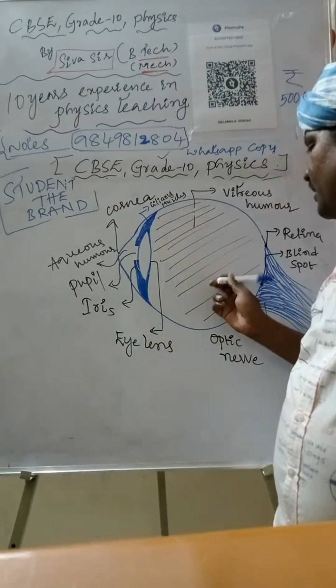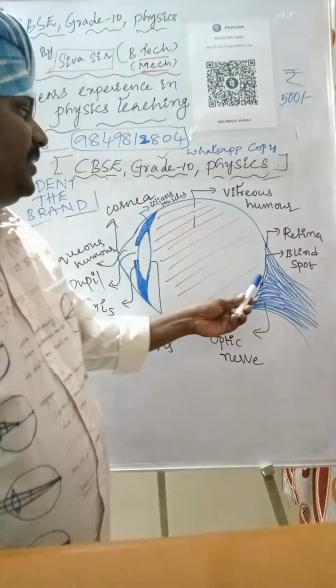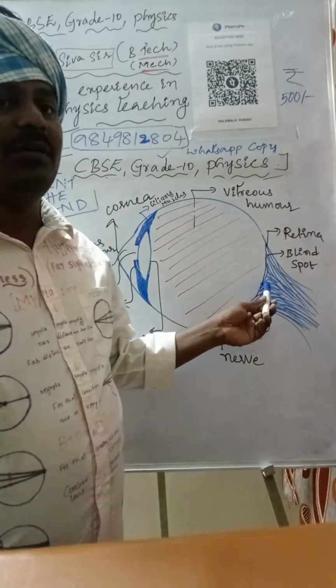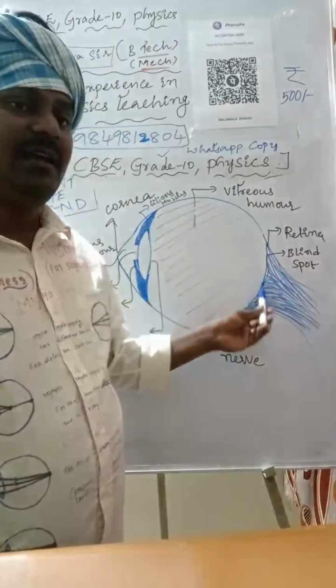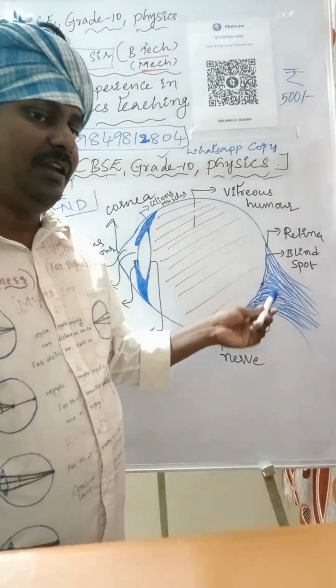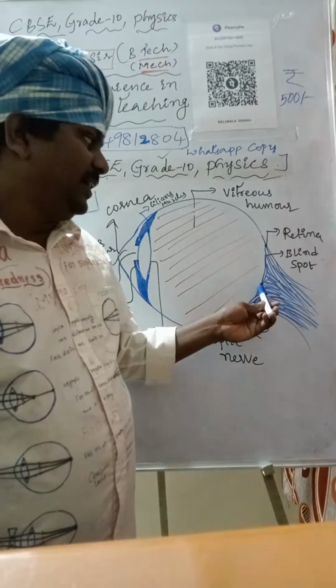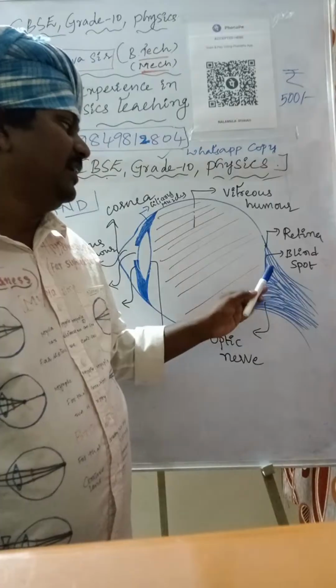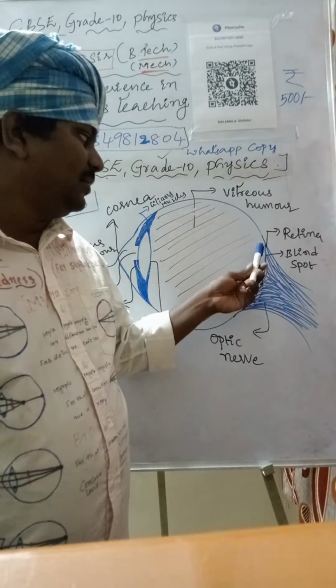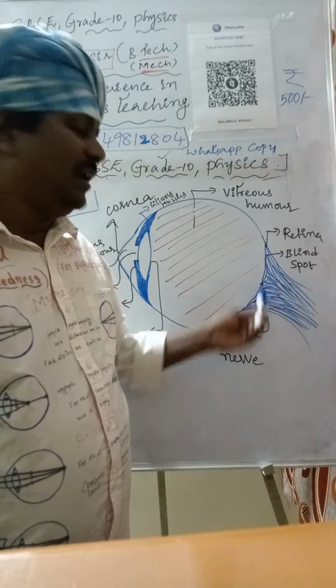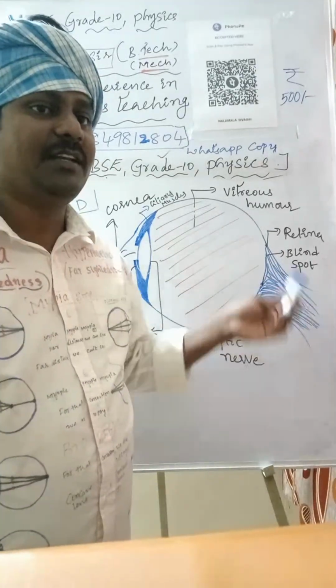So through the optic nerve. Then there is the blind spot. There no light rays will meet. Only a dark place will be there here. So no light rays will meet. That is an empty place, and through that way the optic nerve will reach the brain.